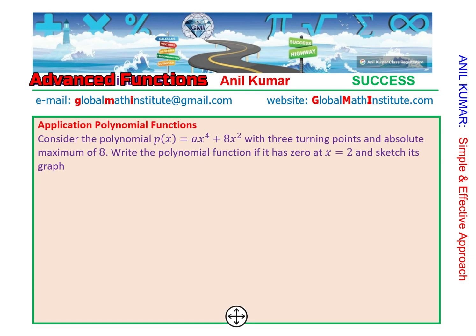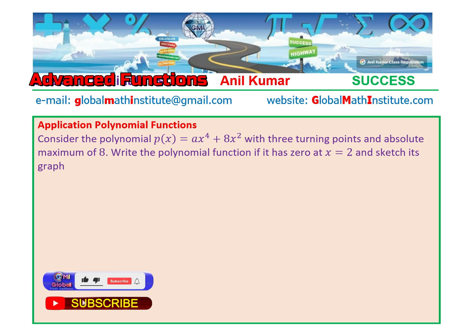Question number 5. Consider the polynomial p of x equals ax to the power of 4 plus 8x squared with 3 turning points and absolute maximum of 8. Write the polynomial function if it has a zero at x equals 2 and sketch its graph. Very important question for our IB students.